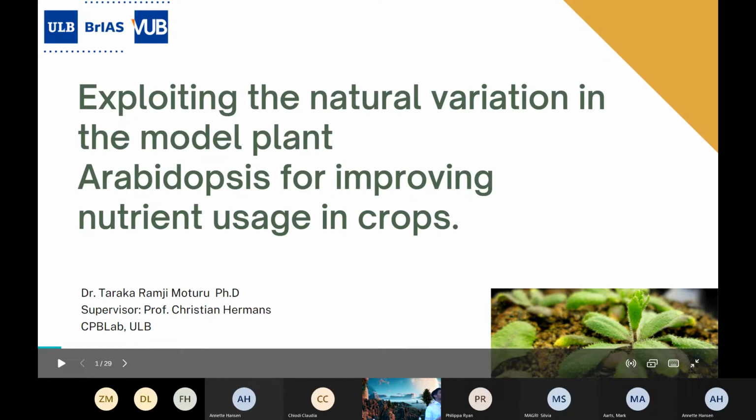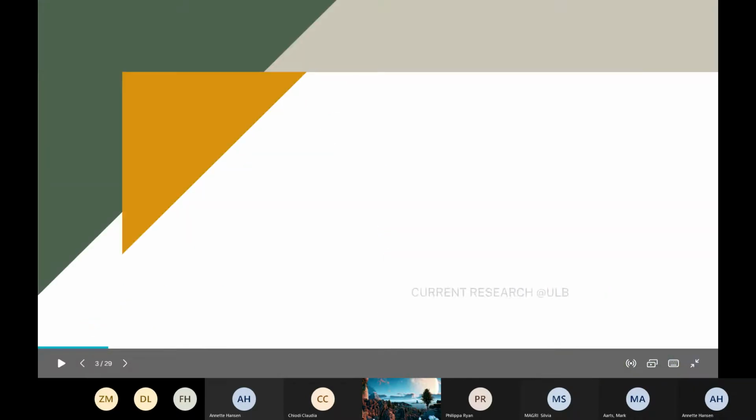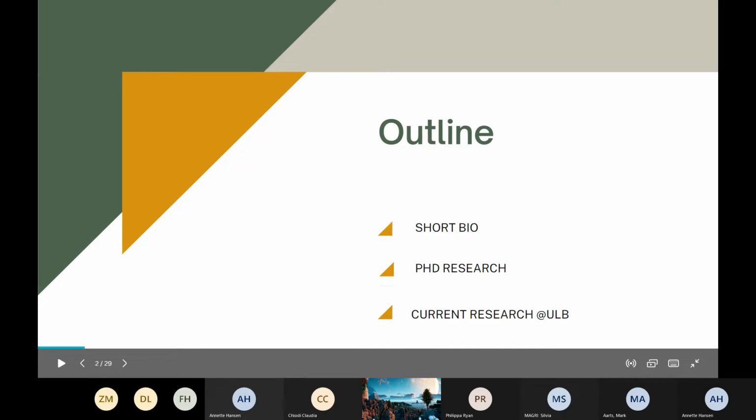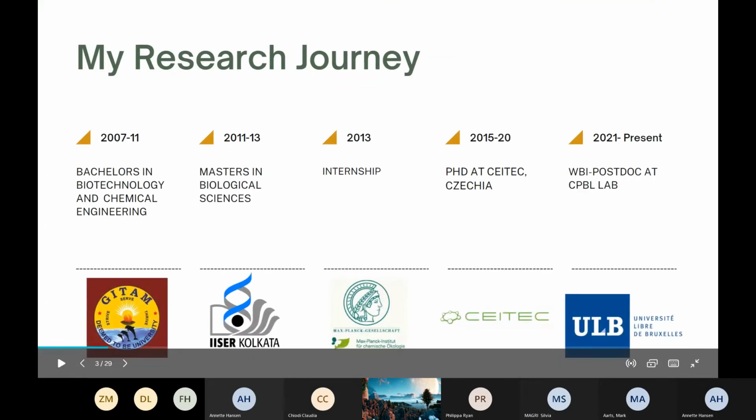And as in the first talk, we were speaking about the Neolithic agriculture. Let's switch to the modern agriculture. So my talk would be mainly about exploiting the natural variations in the model plant Arabidopsis for improving the nutrient usage in the crops. But I'd like to give you a brief outline. I'll talk about myself, how my research career started, and my previous PhD work, and I'll switch to the present work I'm doing here. I'll speak a little louder so that people don't fall asleep. Sorry for that. So just to give you a brief overview on my research journey.